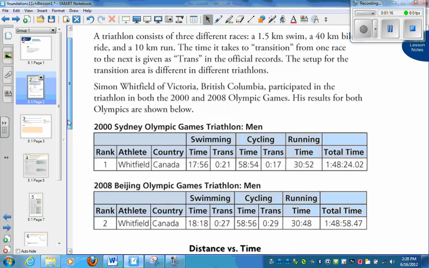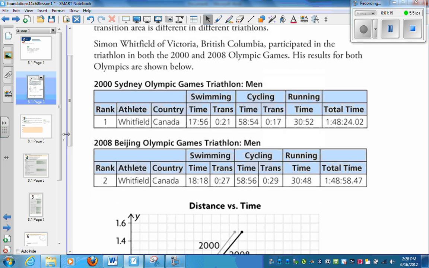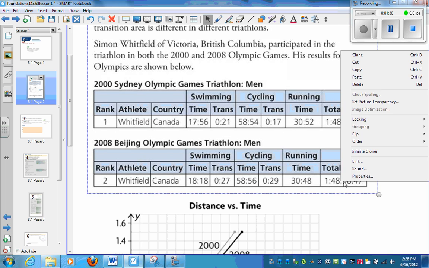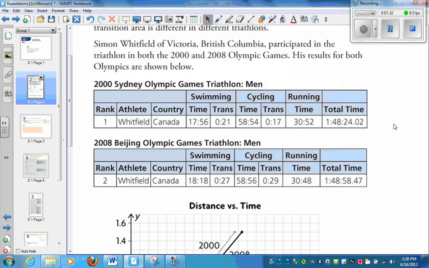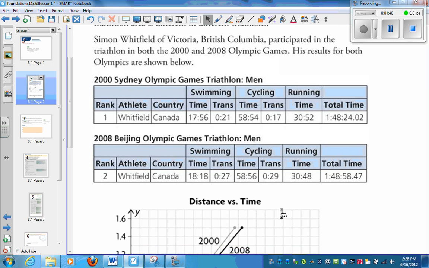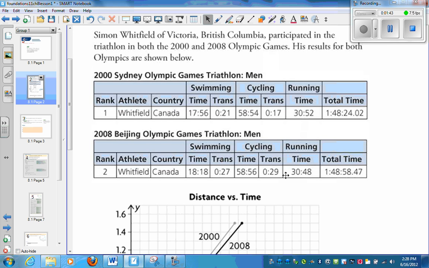Simon participated in the triathlon in both the 2000 and 2008 Olympics. His results for both of the Olympics are shown below. So you can see he completed his first triathlon in 1:48:24 and the second one in 1:48:58. So that's an amazing time. Okay, so looking at this, you can see it was his swim time that probably made the most of the difference. You can see his running time, he was faster here. His cycling time, 2 seconds, but it was his swim time that's about 26 seconds or so, or 24 seconds rather, that really made the difference.